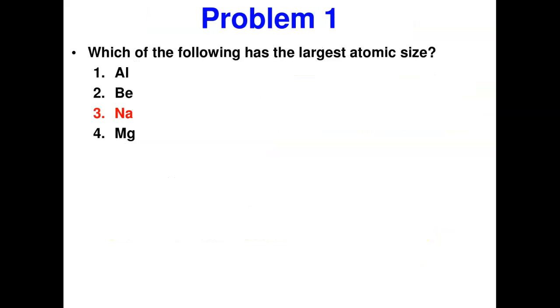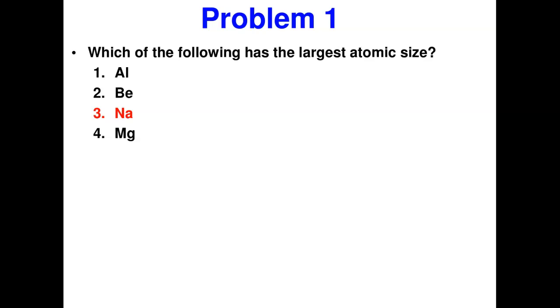So let's do this problem. It says, which of the following has the largest atomic size? Now, the largest atomic size, if you look at the periodic table, I'm looking at mine now. Sodium is in group... Let's look at sodium. Okay, let's just take a look at it. Let's not preempt the answer.